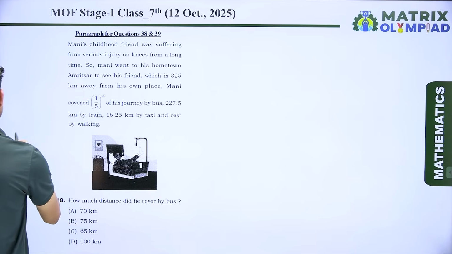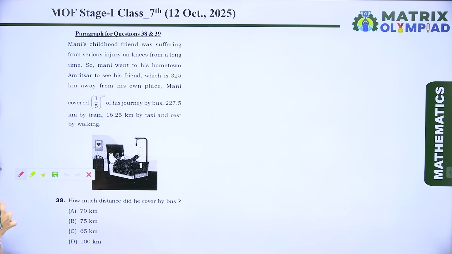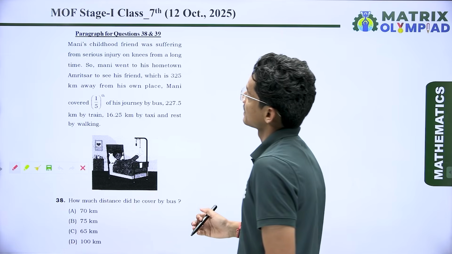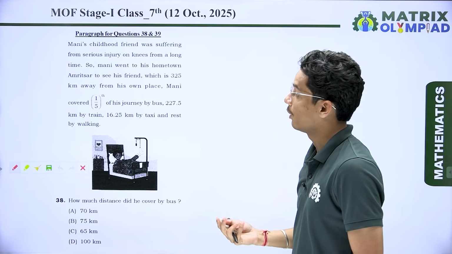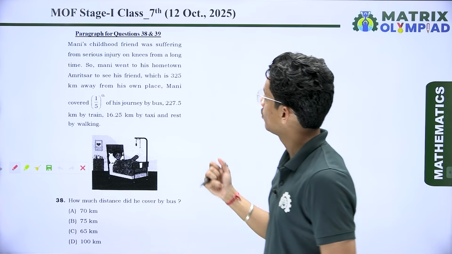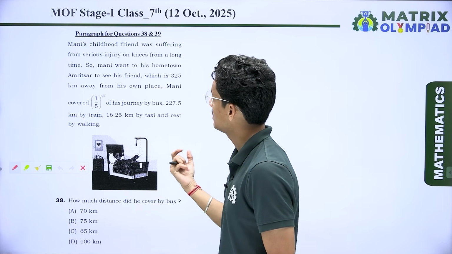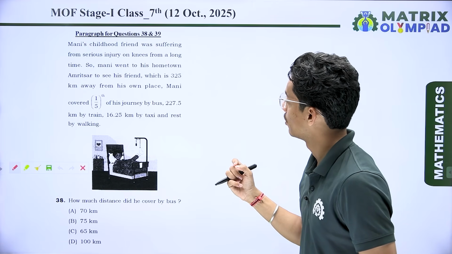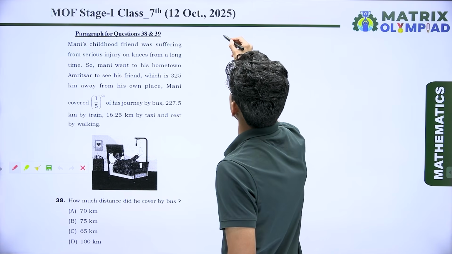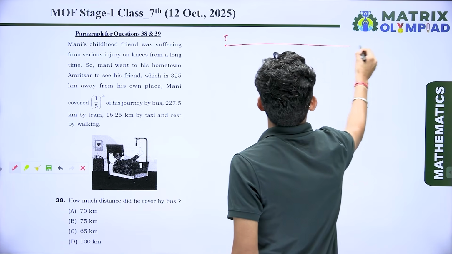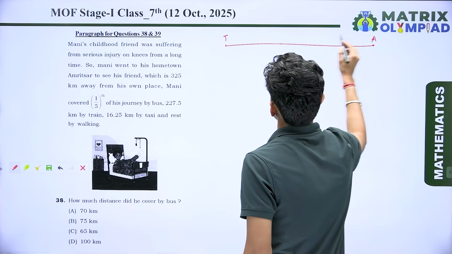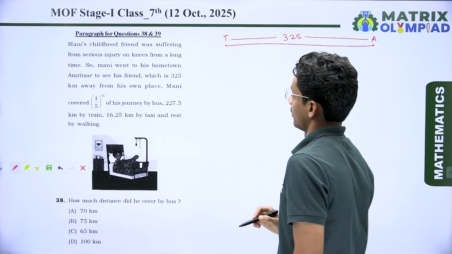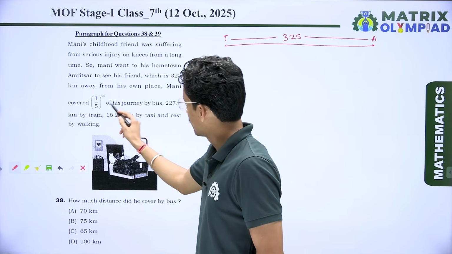Now the next question, which is based on a paragraph. The paragraph is: Mani's childhood friend was suffering from a serious injury on his knee for a long time. So Mani went to his hometown Amritsar to see his friend, which is 325 km away from his own town. Okay, this is the town T, and this is Amritsar A, and the distance from the town to Amritsar is 325 km.